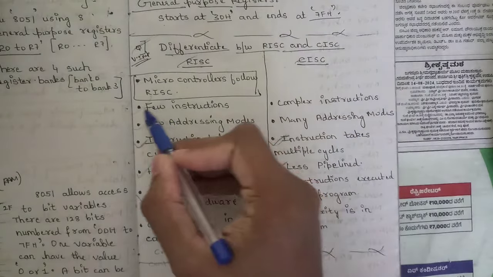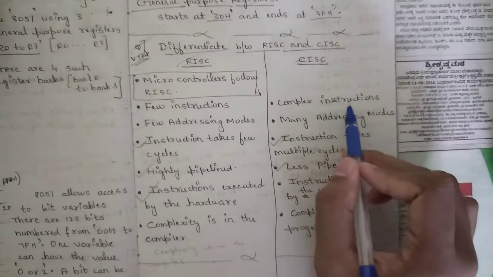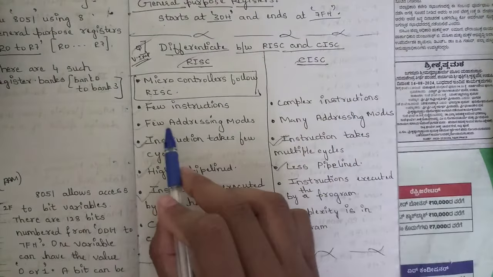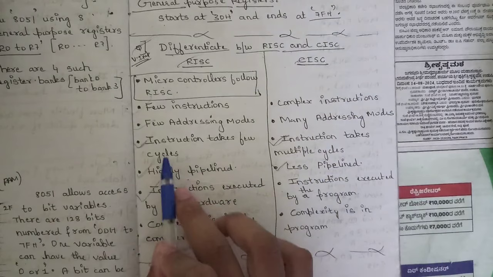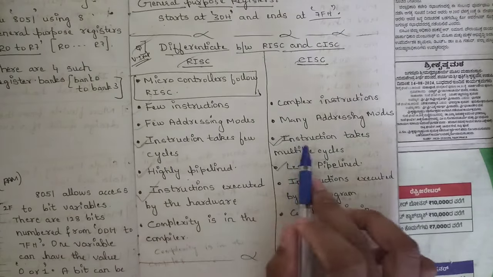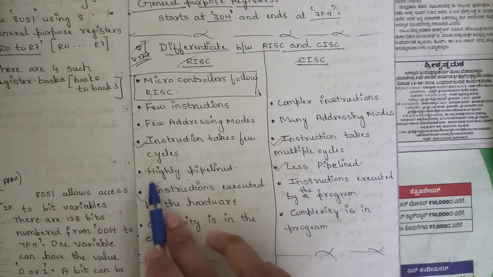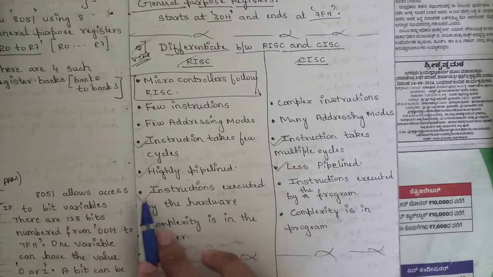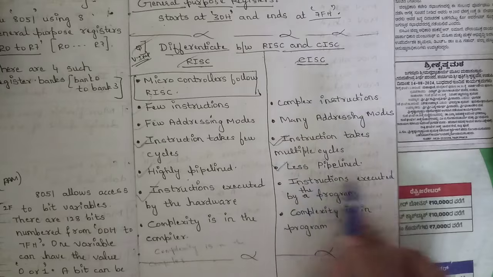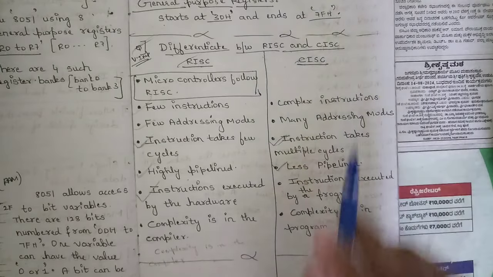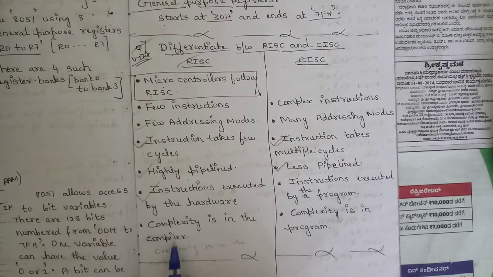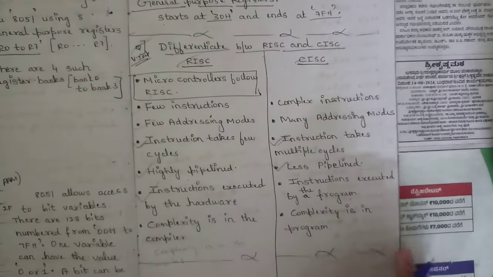First point: RISC contains few instructions, CISC contains complex instructions. Few addressing modes, many addressing modes. RISC instructions take few cycles, CISC instructions take multiple cycles. Highly pipelined, less pipelined. Instructions are executed by the hardware in RISC, and by the software in case of CISC. Complexity is in the compiler in RISC, and in the program in CISC. So this is one more fixed question, the RISC and CISC difference. Please note it down.